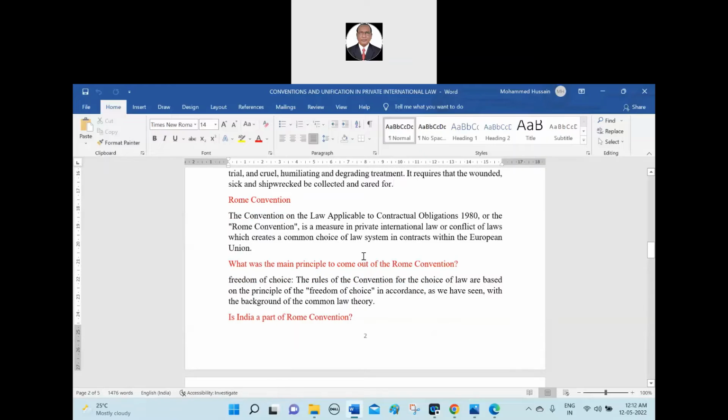Sir, in the examinations, do we have to write all those conventions? Yes, at least highlight 5 to 6 conventions. That is very important. Like the Hague Convention, Geneva Convention, New York Convention, Berne Convention, Lugano Convention, Brussels Convention, and Rome Convention. If you write these, it is more than enough. Are you following me? Yes. The Rome Convention is the Convention on the Law Applicable to Contractual Obligations.